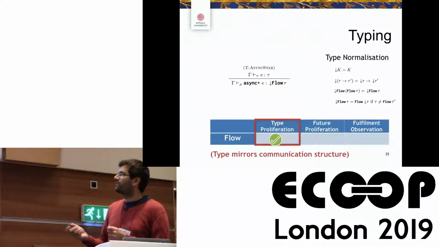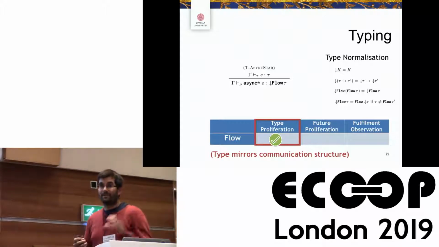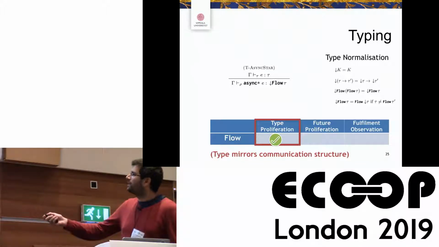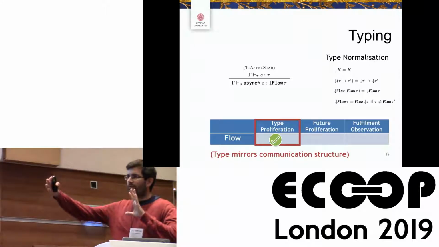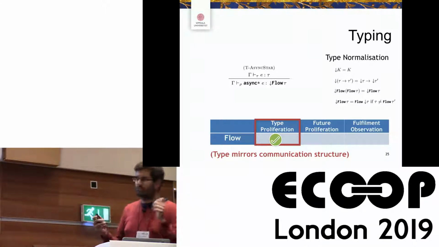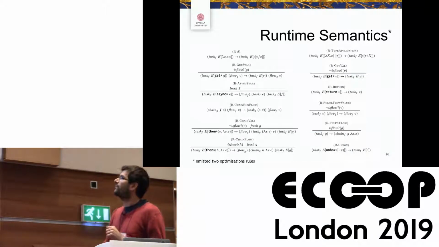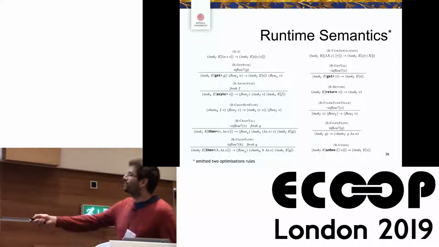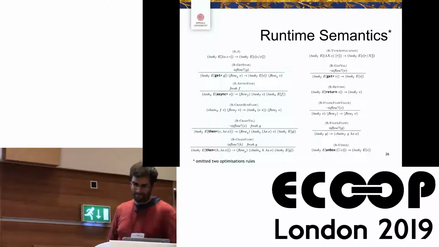With this, we solve the type proliferation problem statically, but we still don't know how to fix the runtime issue, right? So the future proliferation problem. So statically, we know that now data flow futures are going to be compressed. So good. Now, we look at the runtime semantics. Again, this is all there is. There's nothing more. Plus 2 optimizations. I'm going to show one of them.